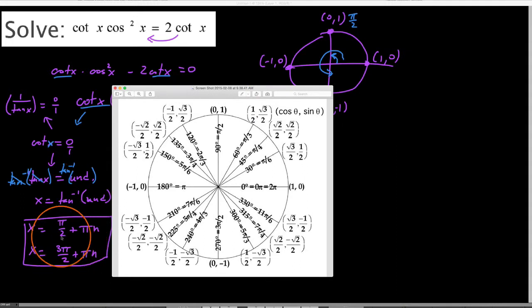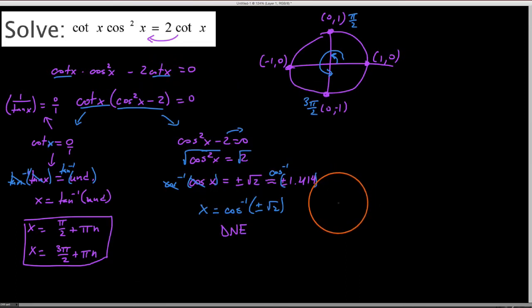Again, there are 2 angles where tangent is undefined: at 90 degrees, or pi halves, right here, and then at 3 pi halves down here. And there are no places on the outside of this unit circle where cosine ever comes out to be the plain old square root of 2. So these are our solutions in this particular case, all of them, infinitely many.